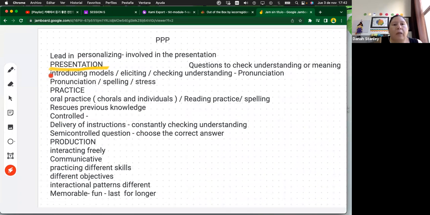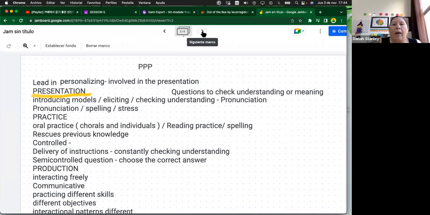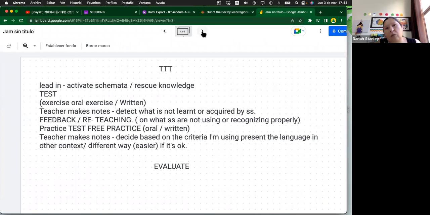So I can mix it in here. I have my presentation, I have the practice, the production, and I check if they understood. This free activity can be the test. If so, I continue with the following test, or I practice more, I re-explain, and then again they produce something. So I can be checking. Here, I'm linking, or I'm using, PPP and TTT together.